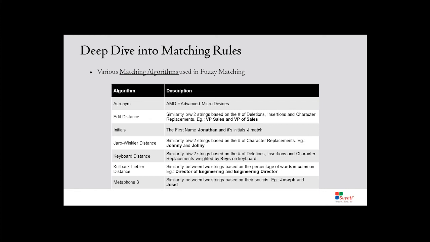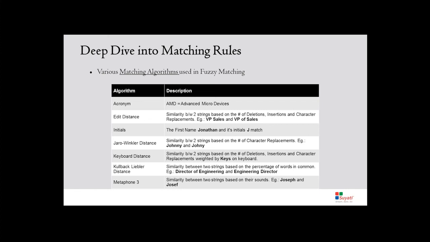The next thing, which I've been talking about since the beginning, are the different algorithms that are being utilized to make fuzzy matching possible. The first one is acronym, which is basically finding shorthand notations and expanded notations and making them into a unique form. And then there's the edit distance algorithm, where the score is calculated depending upon the number of deletions, insertions, and character replacements that are done. For example, say VP sales, and then there's VP of sales. You get rid of the O and F characters, and you land on VP sales. So that's the edit distance algorithm.